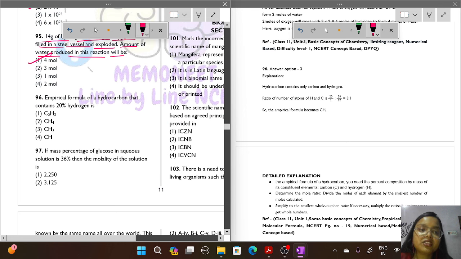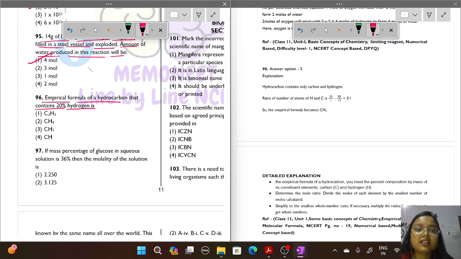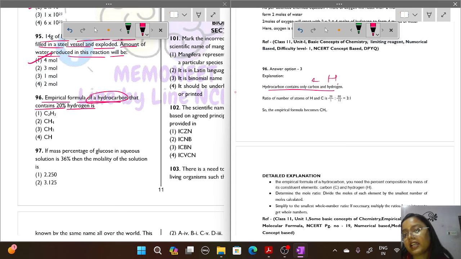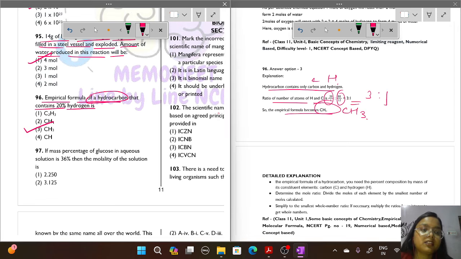Okay. Question number 96. The empirical formula of a hydrocarbon that contains 20% hydrogen. Now, hydrocarbons, we know that it contains carbon and hydrogen. Ratio of number of carbon and hydrogen is 20 is to 1 by 80 is to 1, which is 3 is to 1. So, empirical formula will become CH3, option number 3.